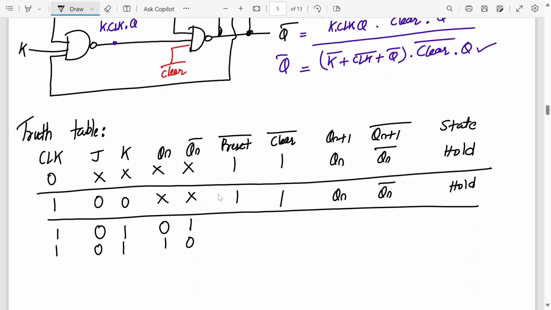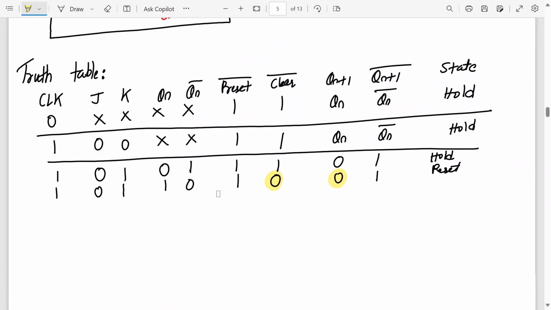So now let's say the previous state, the preset and clear was off, and now the clear terminal is turned on by giving it 0. So what will be the output? Will it hold? Yes, it will hold. So this will be hold and this will be reset. Why is this reset and why is this hold? Hold, because preset and clear both are inactive, so it will hold the previous state. Why is this reset? This is reset because we have cleared the output to 0. That is why it is 0, not because of hold. Are you understanding what I am saying?